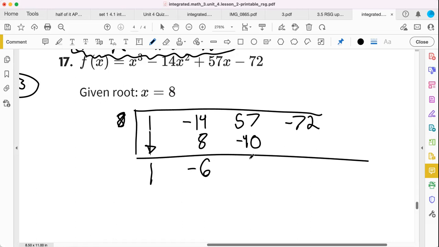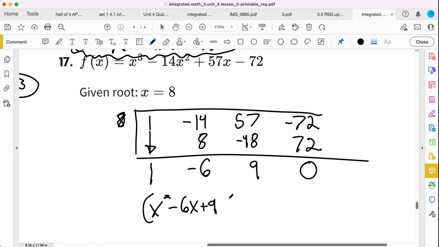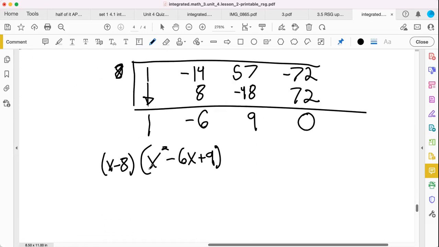This is definitely 8. Okay, so negative 48, right? So that's 9. This is 72. 0. All right, so you get x squared minus 6x plus 9. So this is one of the factors. And remember, you also have x minus 8. And then can this be factored further? Factors of 9 that add up to negative 6? Sure can. x minus 3, x minus 3.